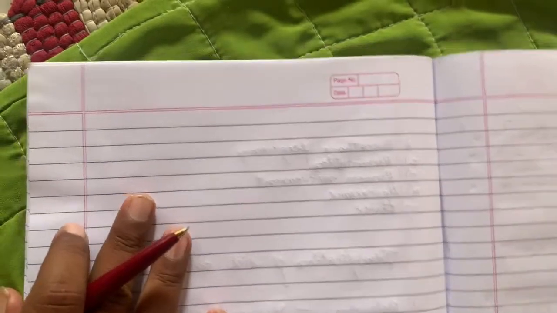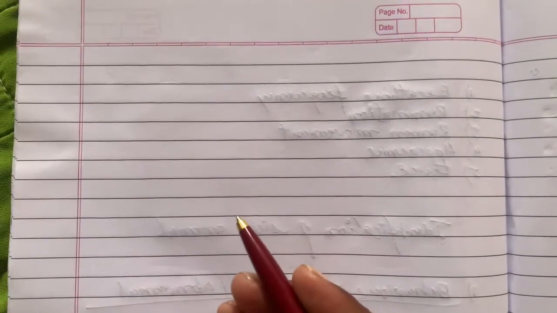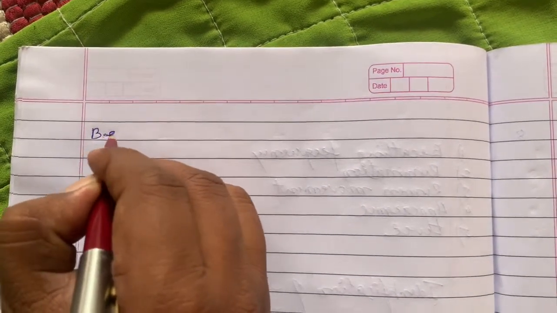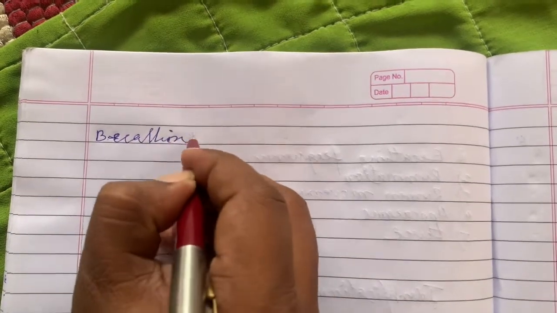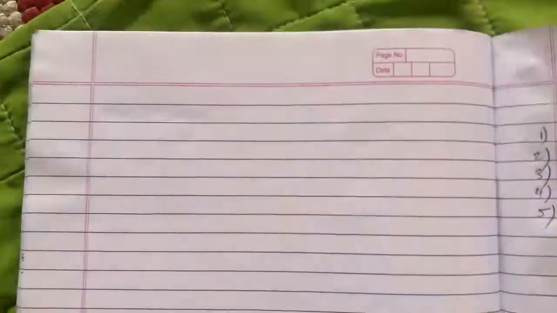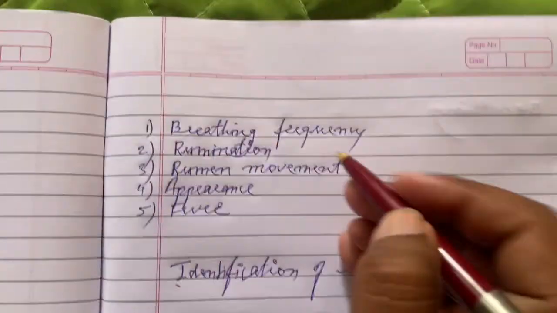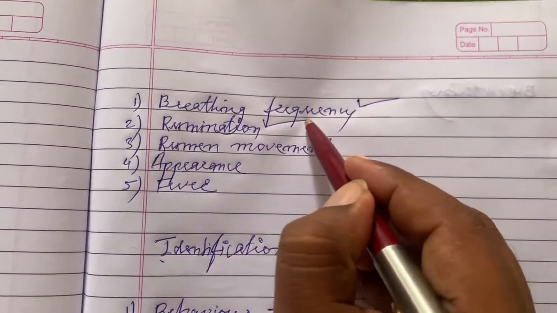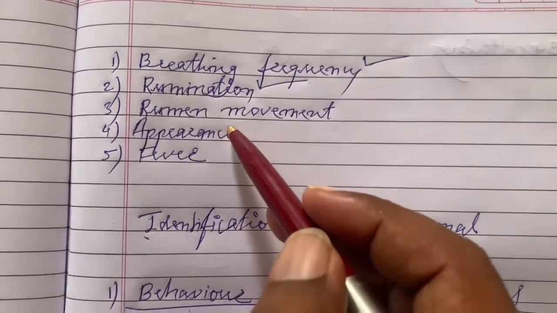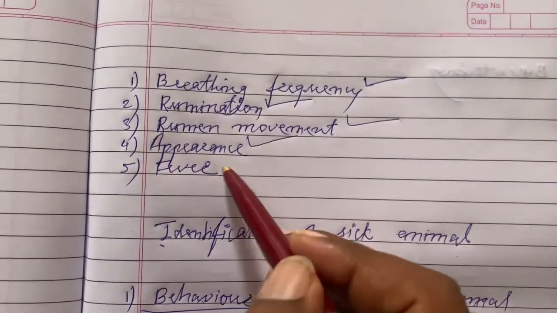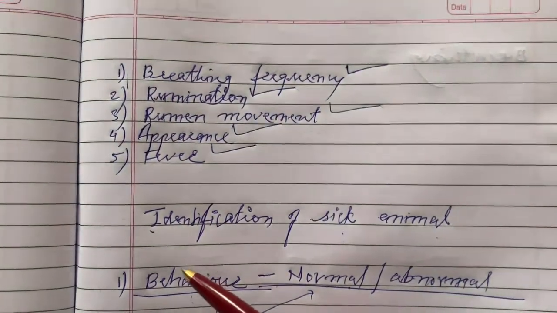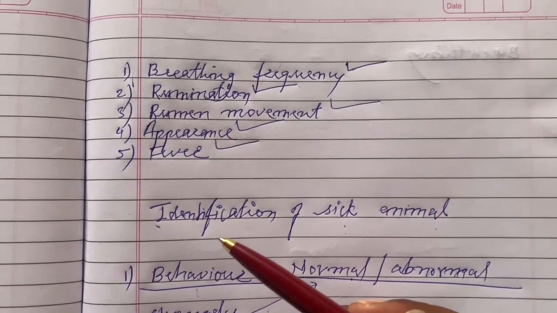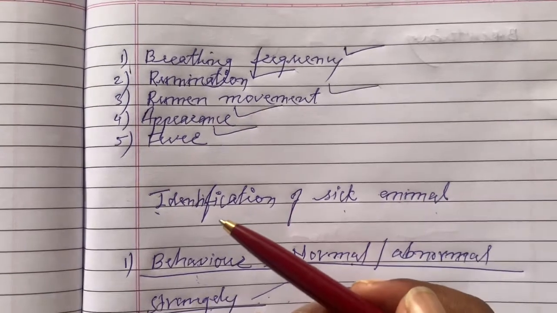The first point is breathing frequency. We have to observe the breathing frequency of the animal. Then we have to know the rumination period of animals, the rumen movement, the appearance and the fever. So these are the five basic health parameters that we have to know to identify whether the animal is fit or not.